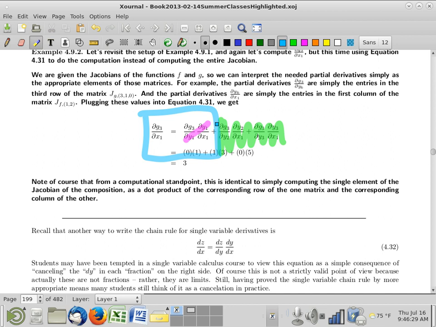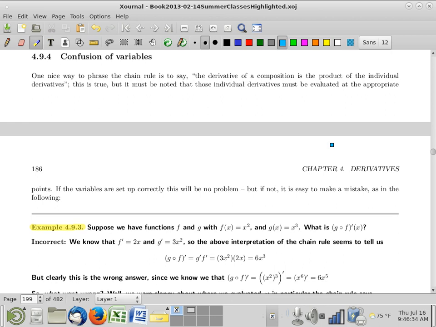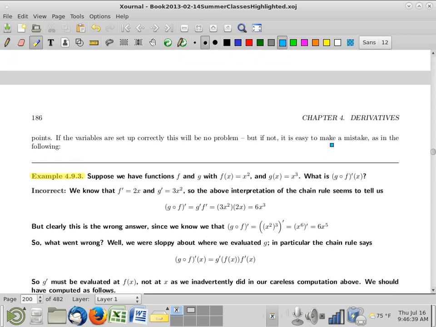Okay. So I want to talk about confusion of variables. Before I introduce the multivariable version of this, let me go back to single variable calculus, as you guys know I like to do sometimes. So here's a couple of single variable calculus functions. Easy functions, x squared and x cubed, perfectly innocent functions. I might consider their composition and want to know what the derivative is. Fine, no problem.